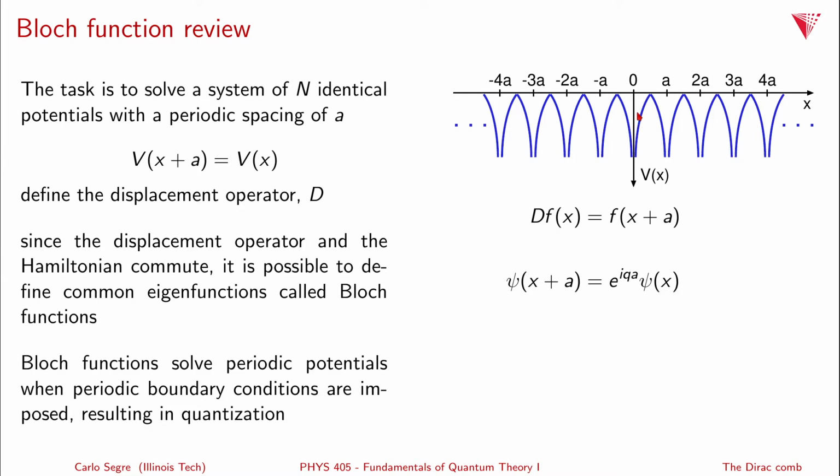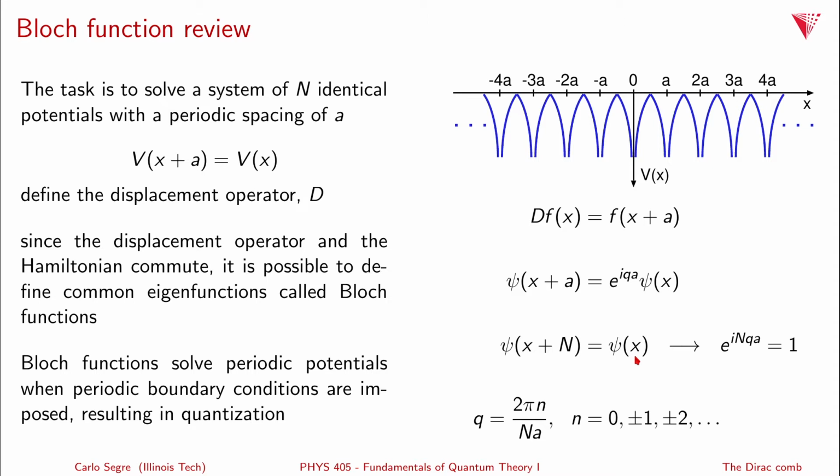So these are Bloch functions, and Bloch functions solve periodic potentials when periodic boundary conditions are imposed, that is, you make the solid infinite. That results in quantization, because now if you have N cells and you use periodic boundary conditions, then when you move that wave function over by N, it will be back to its original state without a phase factor. And so that tells you that when you apply it N times, you get N phase factors multiplied together, and that has to be equal to 1.